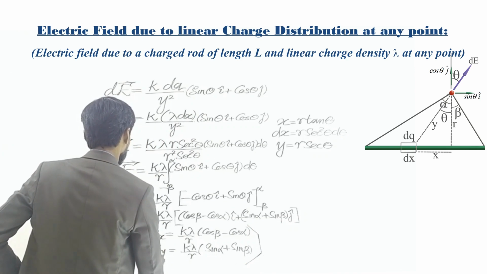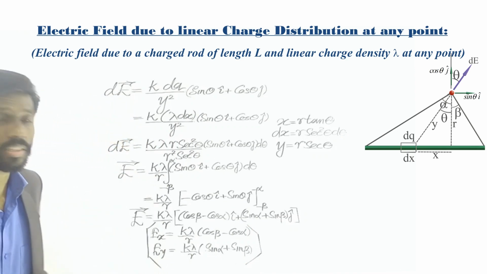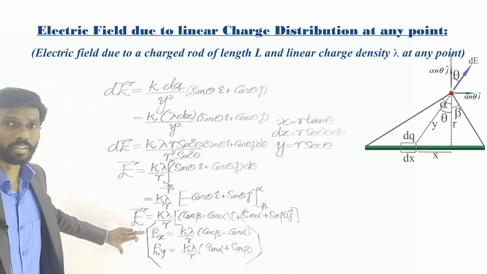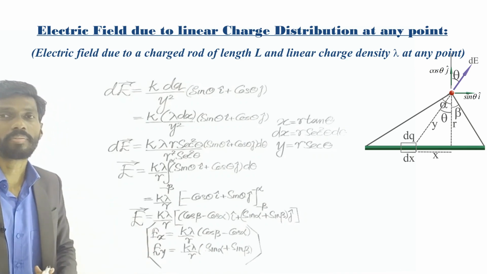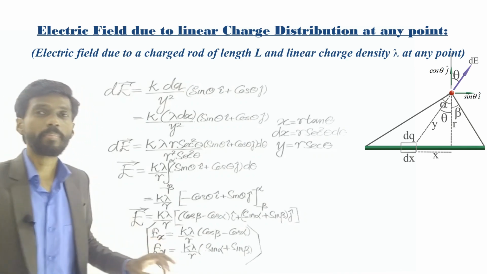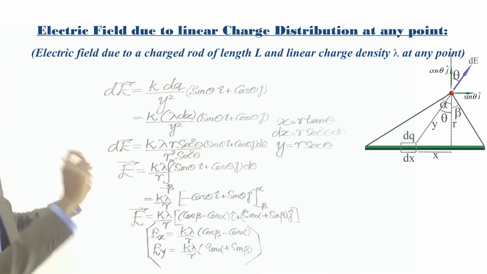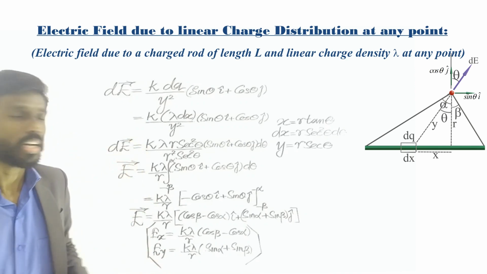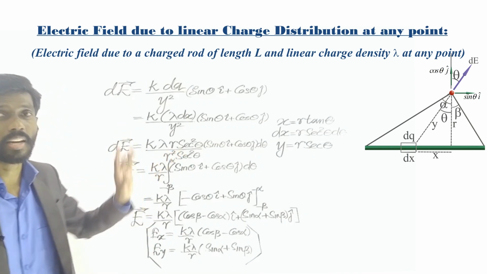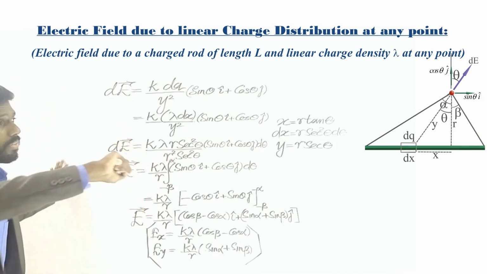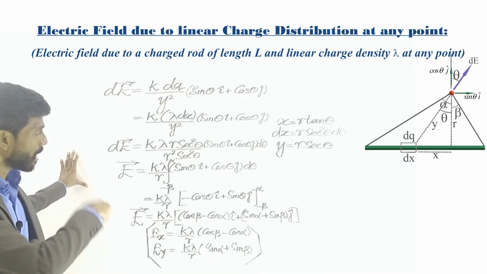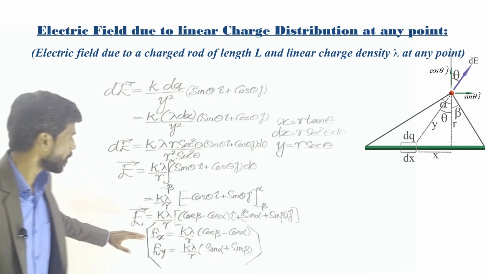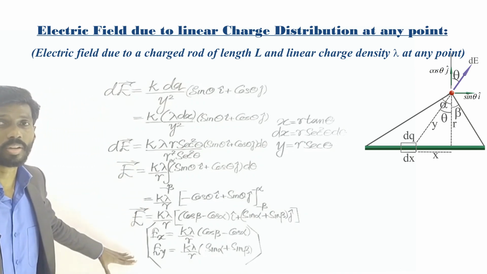So, electric field due to a rod at a random point. This is the x component of the electric field, and this is the y component. When you say x component, that means it is the parallel component, parallel to the rod, and y means perpendicular to the rod. Not necessarily horizontal or vertical, because we have taken the horizontal rod. If you take a vertical rod, it will be the other way around, so this will become the vertical component and this will become the horizontal component.